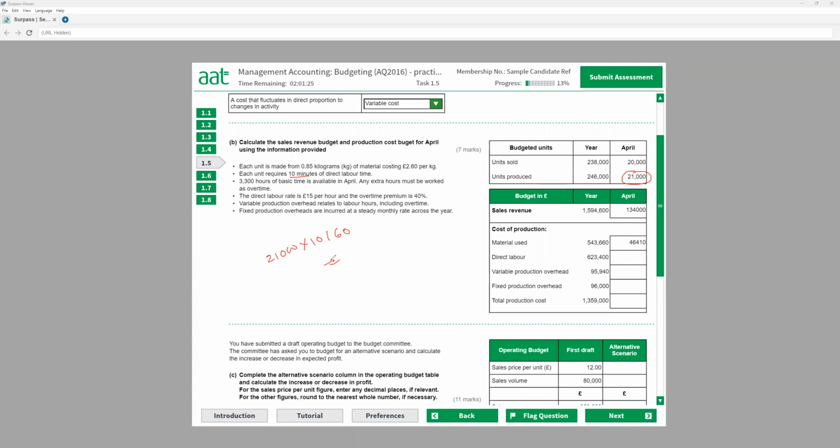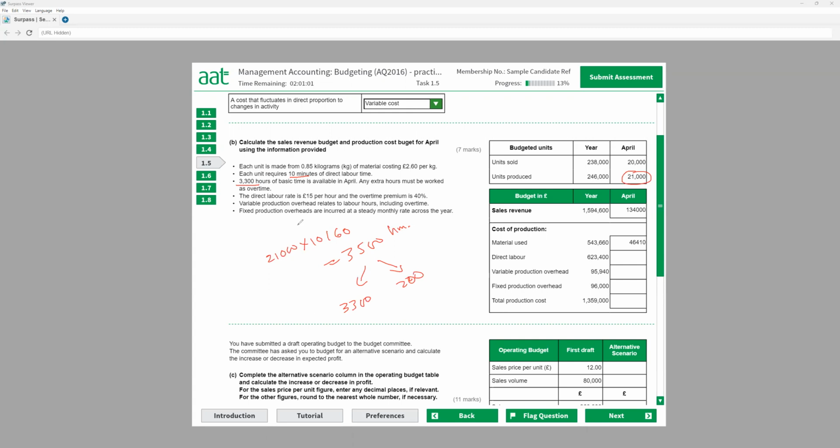So 21,000 units times 10 minutes, divided by 60, that gives me 3,500 hours. So I need 3,500 hours. But the question said 3,300 is the basic. So if 3,300 is the basic, that means 200 is overtime.